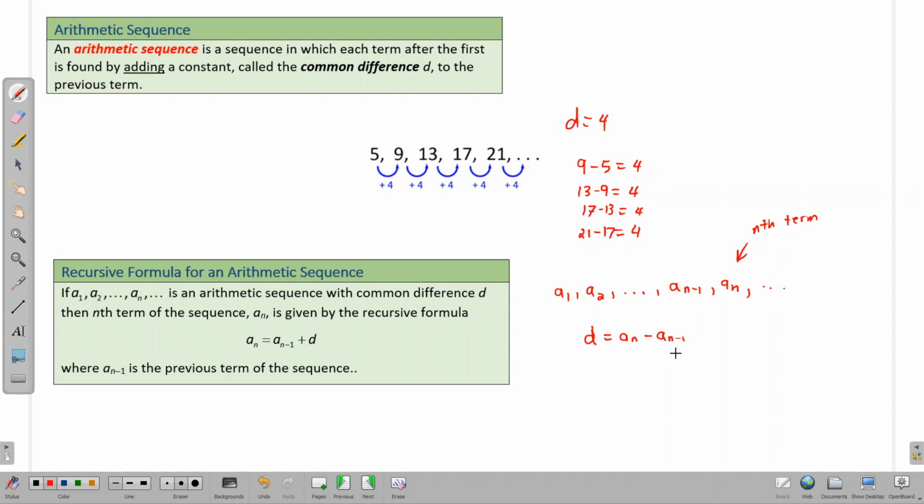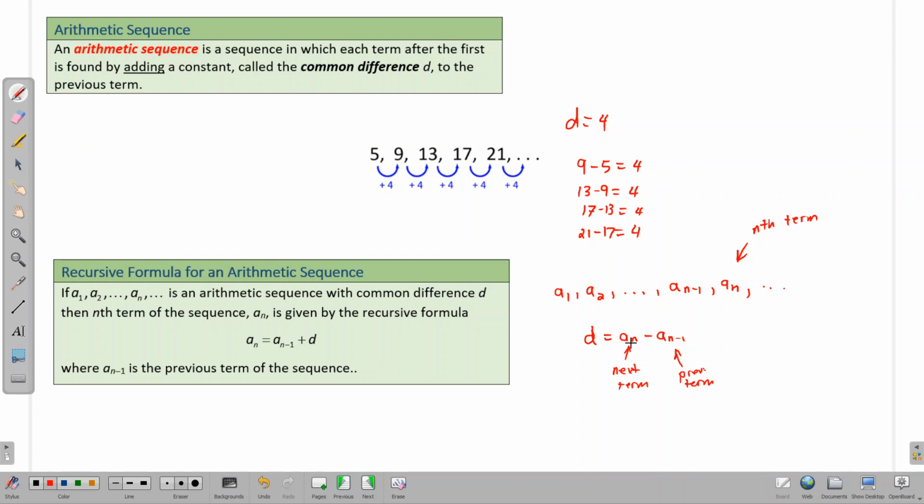This expression causes some confusion for people because you see this subscript here. This is not indicating the same type of operation as this. This is just indicating the subscript. This is saying the next term, or the nth term, and this is the previous term. That's all the subscript is indicating. If you take the next term and the previous term, subtract them, you should always get that common difference d.